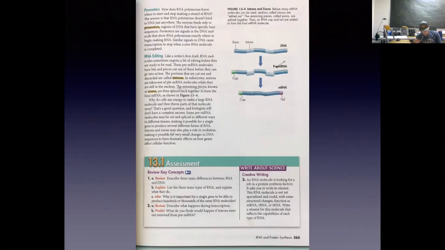So, the text might bring up a few extra things to answer these questions. If you need help with those, join me in the Q&A or whatever, and you can email me. But it looks like these are pretty self-explanatory questions. All right, we did 13.1. Great. So now you know what RNA is, and you specifically know how we made it.